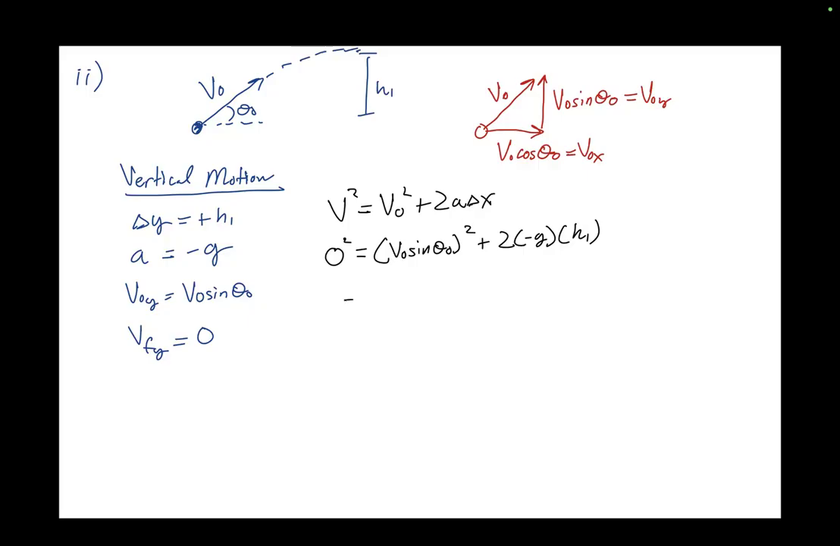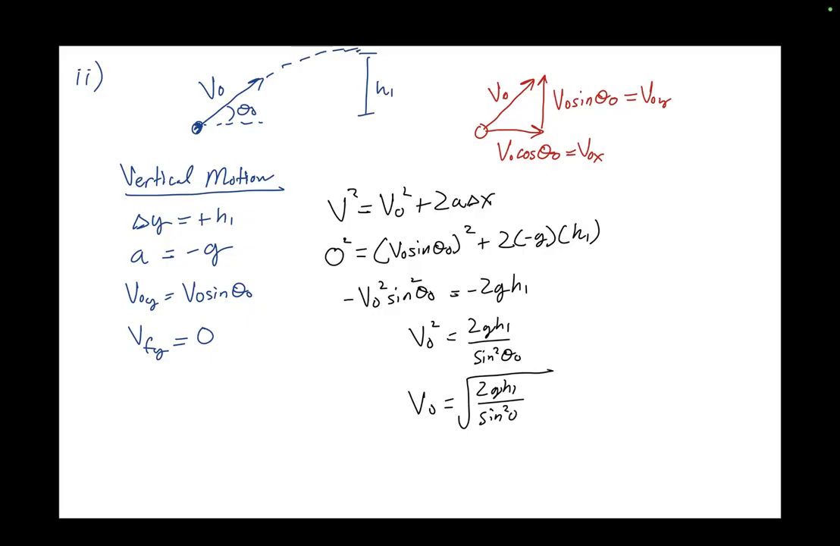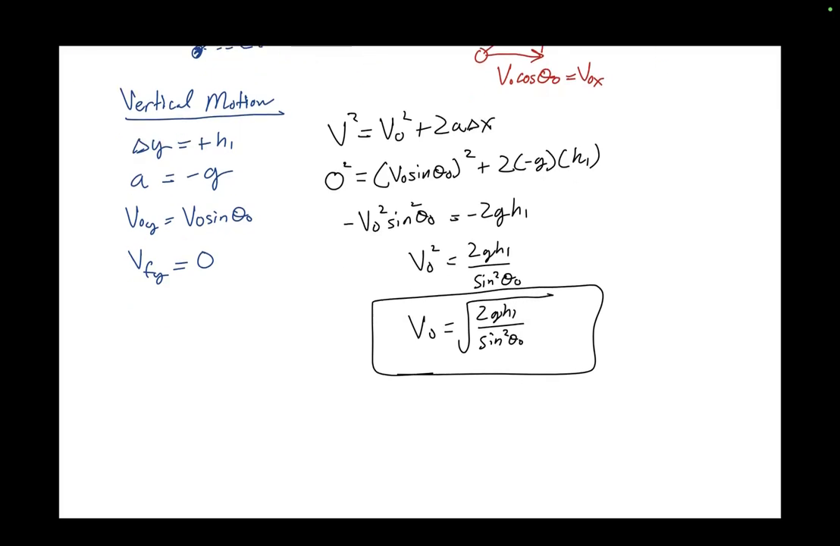So negative v naught squared times sine squared of theta naught is equal to negative 2g h1. So v naught squared is equal to 2g h1 over sine squared of theta naught, and v naught is equal to the square root of 2g h1 divided by sine squared of theta naught. That is an expression with g, h1, and theta naught, with g being the physical constant. Perfect.